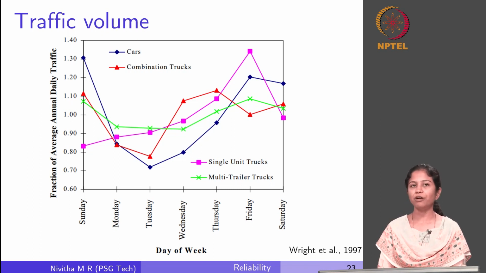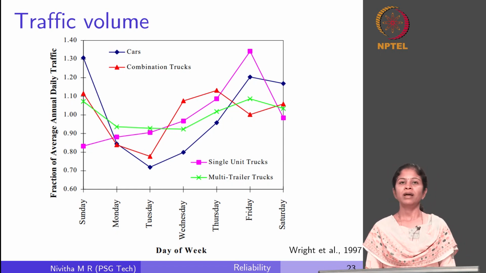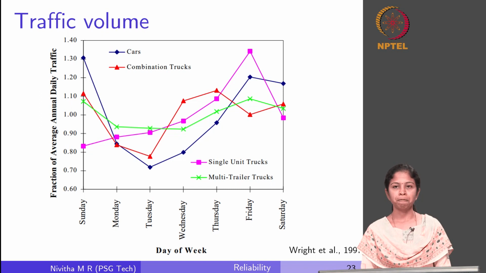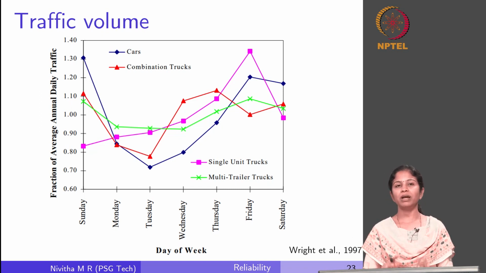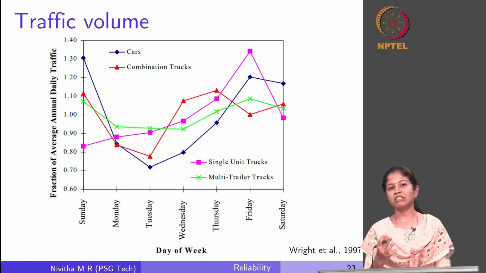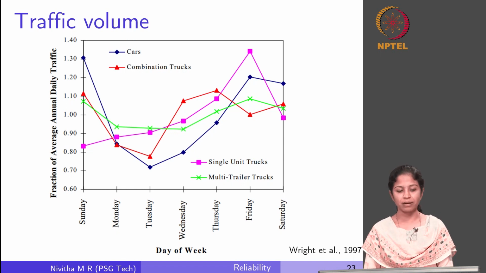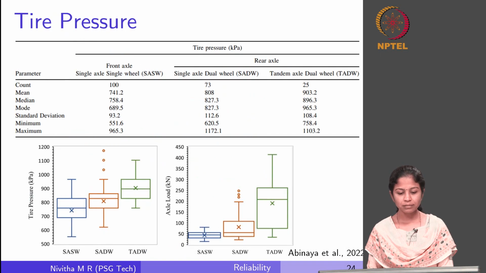So we are all aware of the different factors which contribute to variability in traffic volume. So how do we combine all this variability and use a representative value which will more closely represent the damage that is experienced by the pavement? That is the major challenge in the design process.